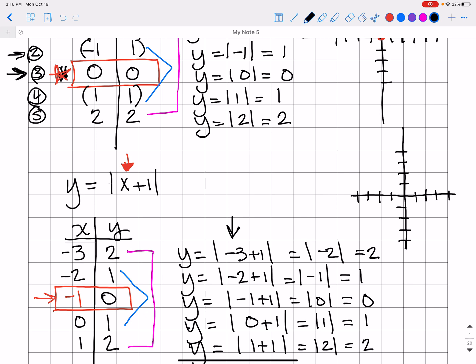So we have the point negative 3, 2. Negative 3 is the x, so I go backwards 1, 2, 3, and then I go up 2, which is right here. And then I've got negative 2, 1. And then my vertex point, which is right here, is negative 1, 0. And then my next point is 0, 1. And my next point is 1, 2. And again, you can see that my points do make a perfect V. And so there is the graph for the function y equals the absolute value of x plus 1.